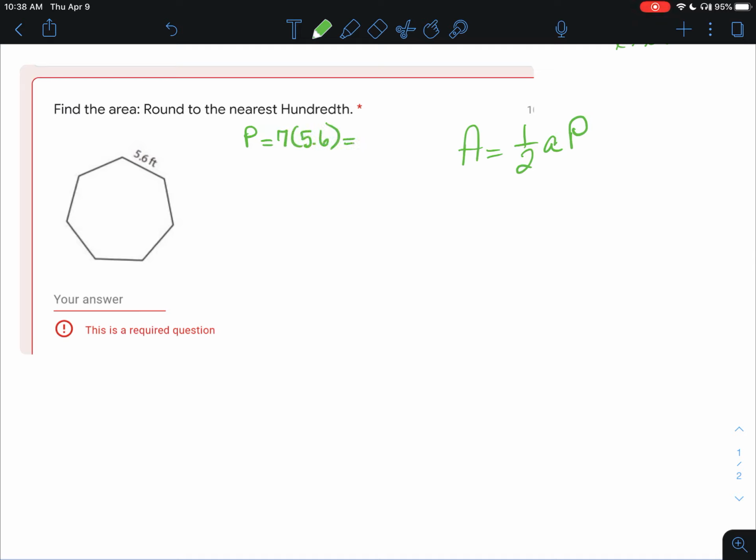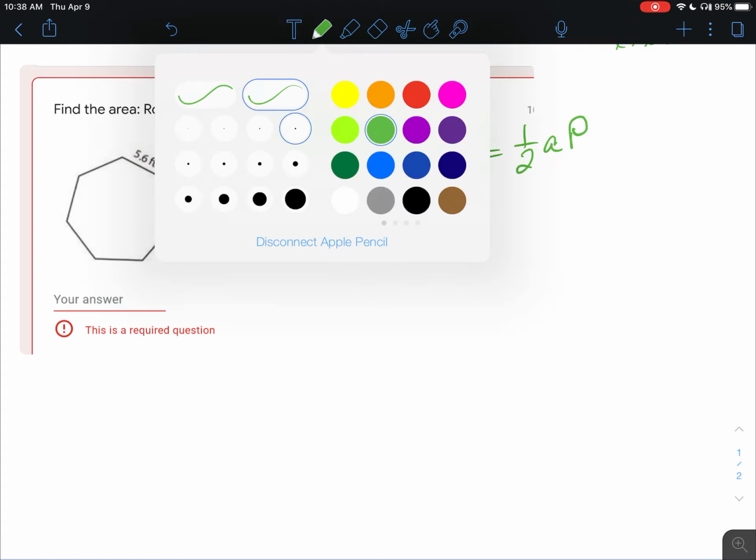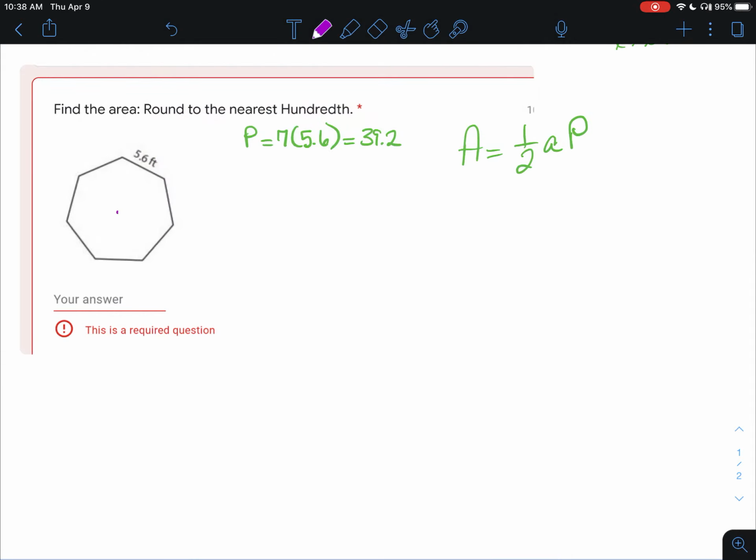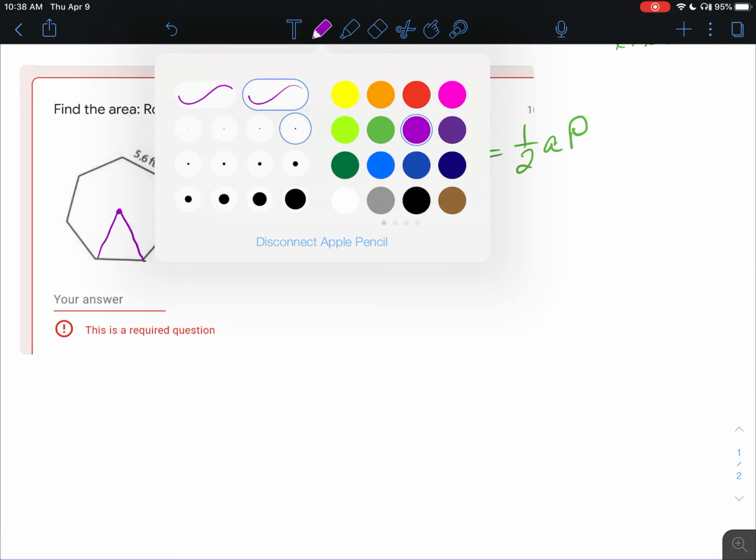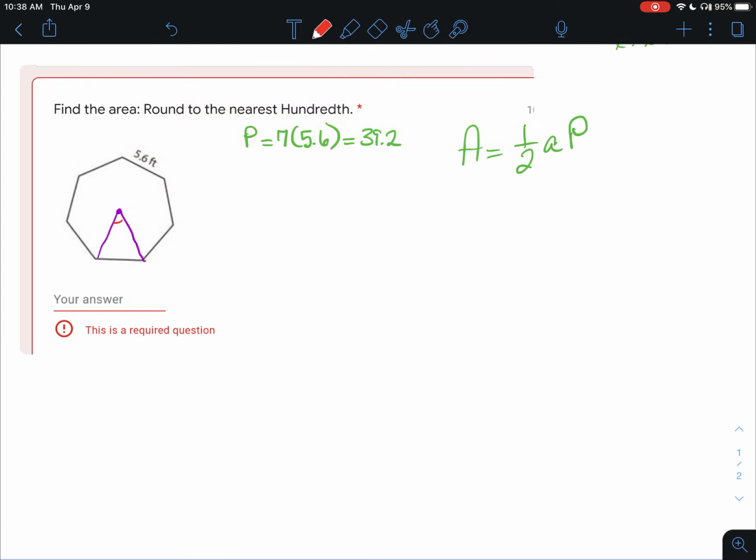So our perimeter is just 39.2. That part's pretty easy. But finding our apothem is where our challenge is going to be. So first, let's draw a central triangle where we have a central angle. We want to do that because finding the central angle is a little bit easier than going through the n-2 times 180 and all of that to find the measure of all the other angles. You can do that as well. I just find that finding the central angle is a little bit easier.